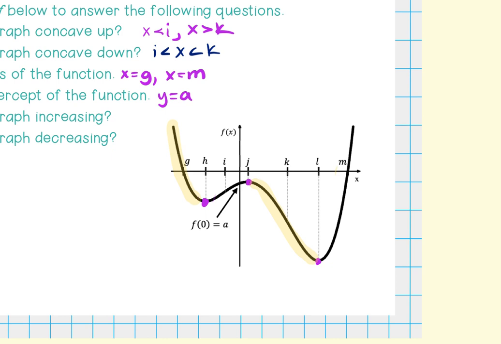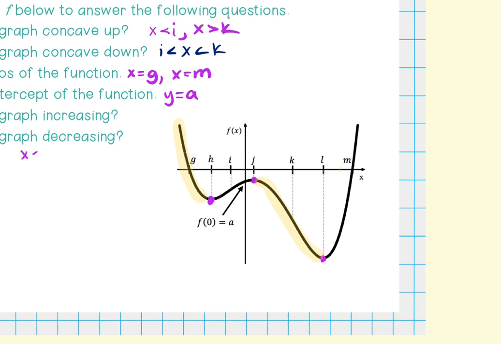Those two parts are both decreasing. So where x is less than H, it's decreasing. And then in between J and L, it's decreasing. And then it comes back up. So it's increasing from H to J. And, wait, sorry, to J. And where it's greater than L.